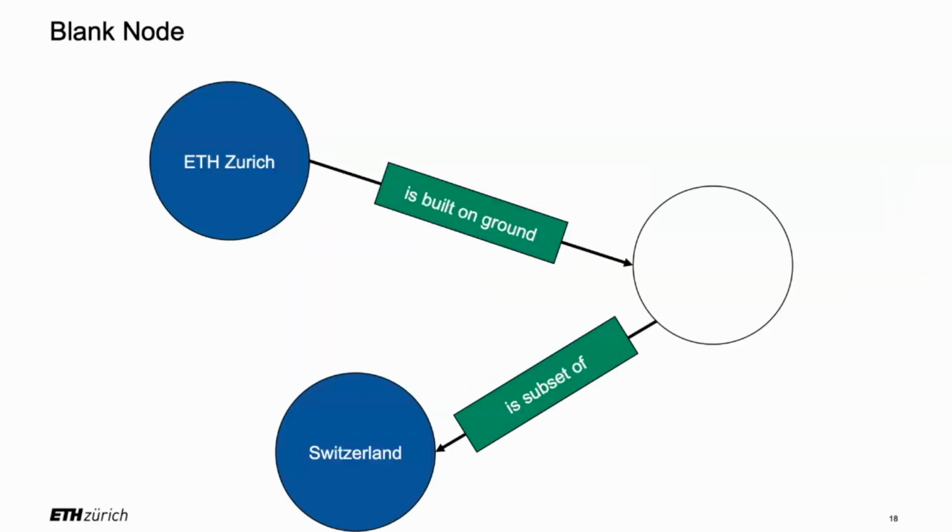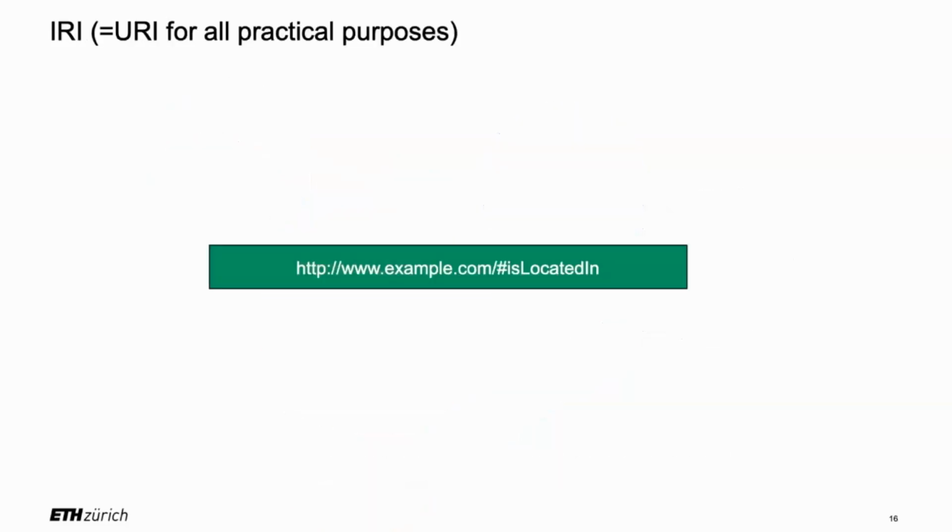And the third way that you can build the nodes is to just leave it blank. You basically have a node, but you don't give it any name or any literal. For example, that would be the ground on which ETH is built, right? You don't need to give it any name. You just say ETH is built on ground of something. It's just a placeholder for the ground, and that ground is a subset of Switzerland. That we call a blank node, right? That can also be used as a placeholder for data you don't have yet. You just know it exists, you just put a blank node in there, and then you can still give it a name later.